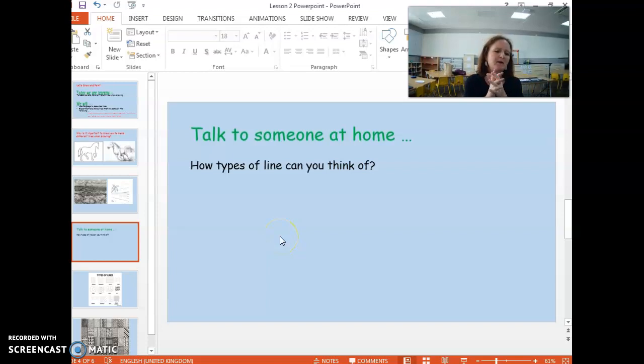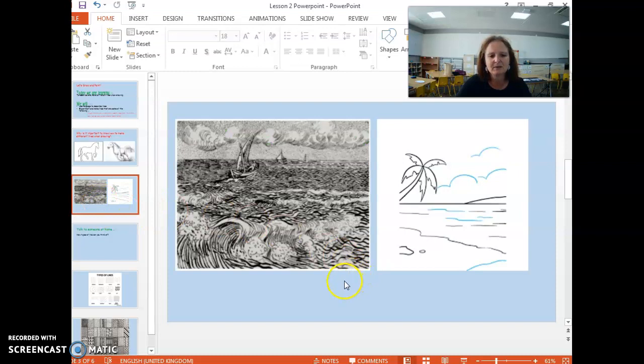Okay, now I want you to have a think now. I want you to think about all the different types of line you might use in a piece of artwork. If we look again at this work, you might see that there are curved lines like this one. There are dots here. There are wavy lines here. There are straight lines. There are short, dark lines and short, light lines. More dots down here. There are long shapes. In the sky, you can see that there's lots of dashes, short lines.